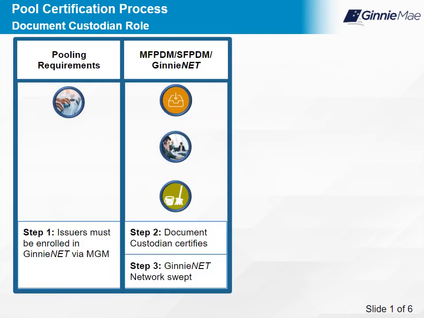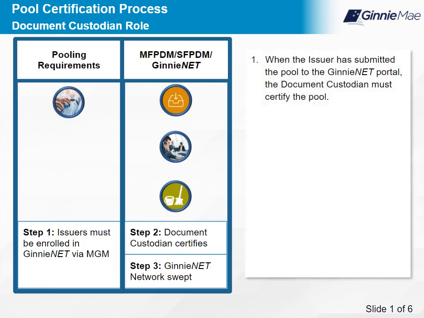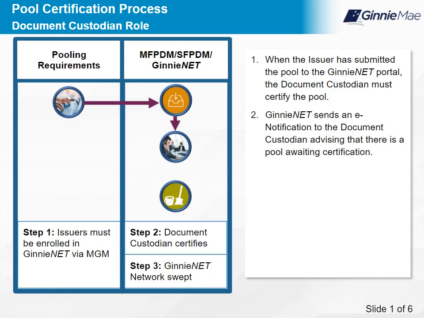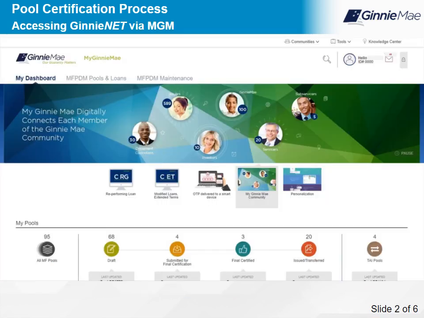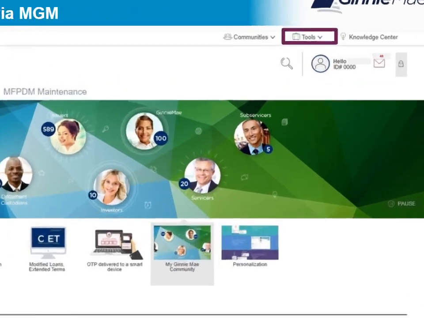This is an overview of the steps used to certify a pool in GinnieNET. In this session, we are focusing on Step 2 of this diagram, where the document custodian must certify the pool. When an issuer has submitted the pool to the GinnieNET portal, the document custodian receives an e-notification advising that there is a pool awaiting certification. The document custodian must log in to GinnieNET to complete the certification. Select Next to continue.